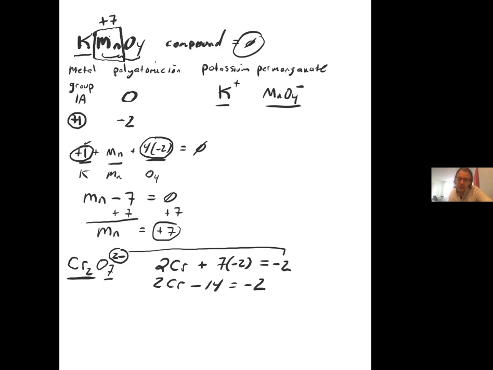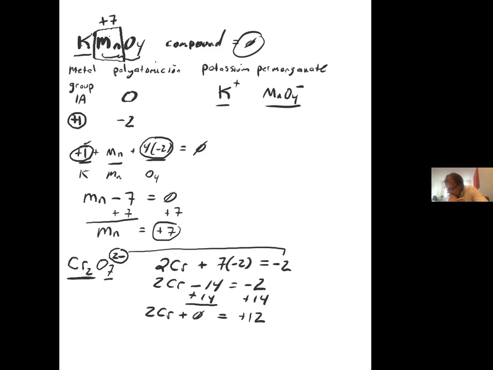Again, we're trying to figure out what chromium is. We already know what oxygen is. We just looked it up. I mean, we just remembered it's going to be -2. So we got to get the 14 on the other side. So I'm going to add 14 to both sides. All right, if you add 14 to -14, you get 0. So that's going to be 0. And then you're going to have 2 chromiums. So just be careful. You have 2 chromiums here. And that's going to be equal to +12, right? 14 minus 2 is 12.